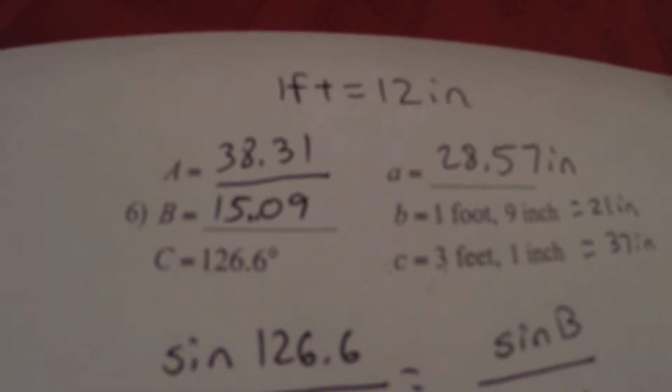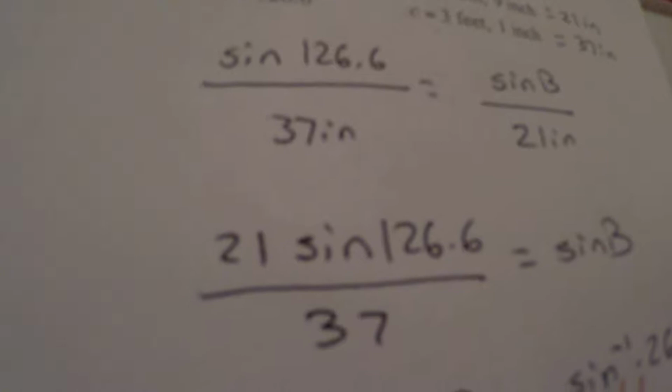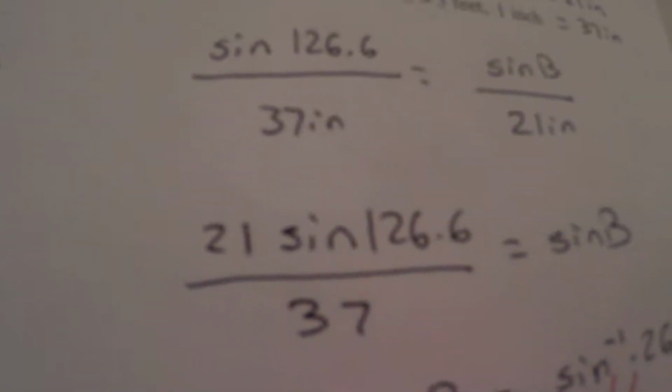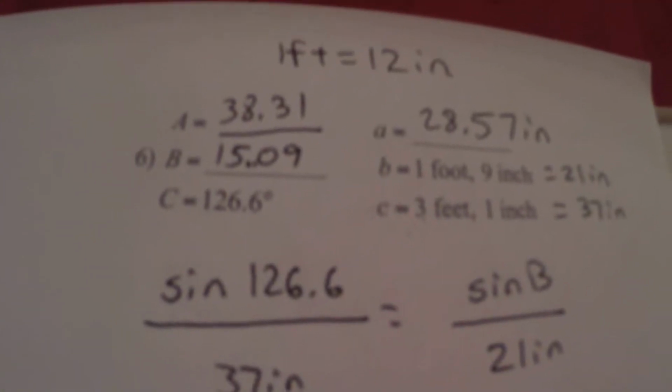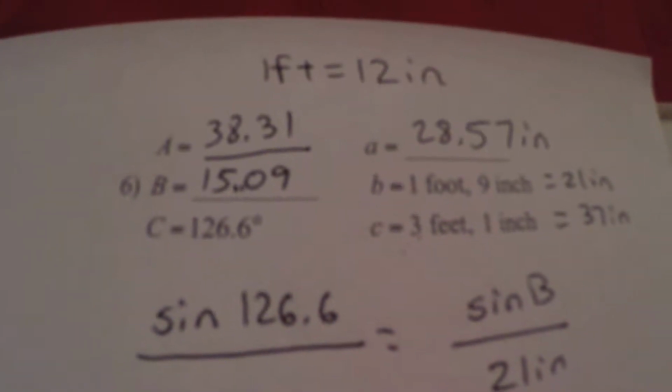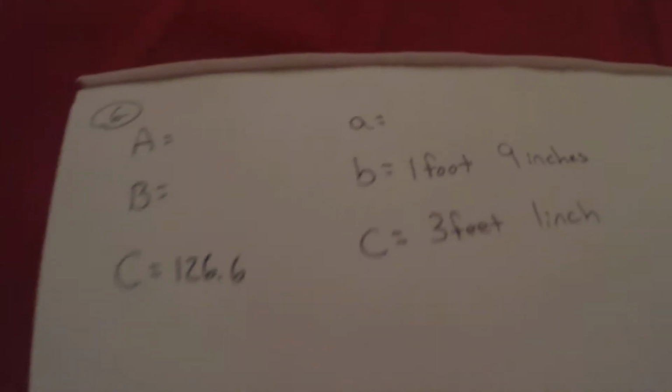In other words, these numbers are all incorrect. Don't freak out about it. I just made a silly mistake. Here, instead of multiplying by 21, I multiplied by 12. So don't freak out on the video 7 if your numbers look different. Okay, let me explain this problem.